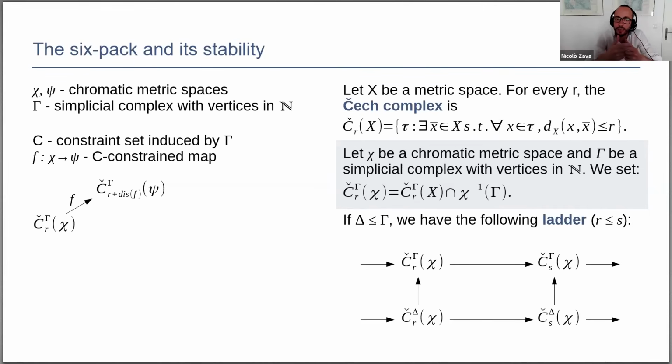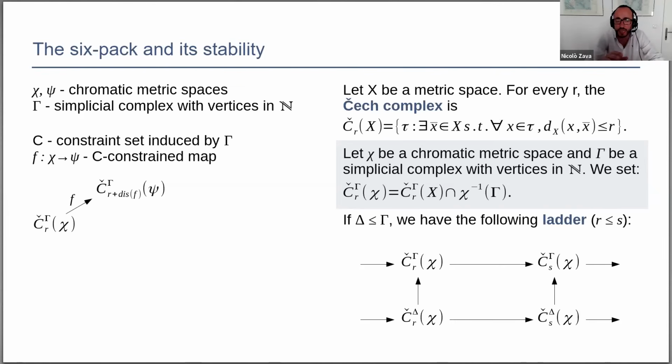And in this way, if you start with a C-constrained map from chi to psi, then this map can be immediately induced to the subcomplexes. There is a cost to pay. You have to increase the radius by precisely the distortion of F. So basically, because you are moving the points a bit. But this can be done.